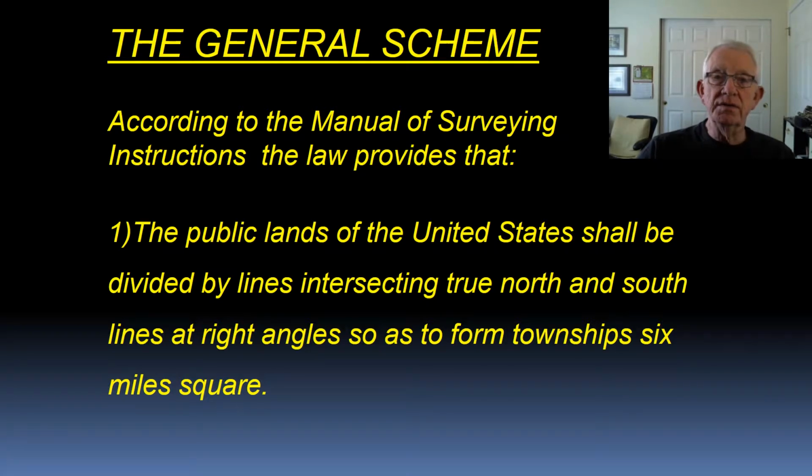According to the Manual of Survey Instructions, the law provided that the public lands of the United States shall be divided by lines intersecting true north-south lines at right angles so as to form townships 6 miles square. Now remember that the township is 6 miles square. We're going to see what townships are, and we're going to see how they're divided in the upcoming slides.